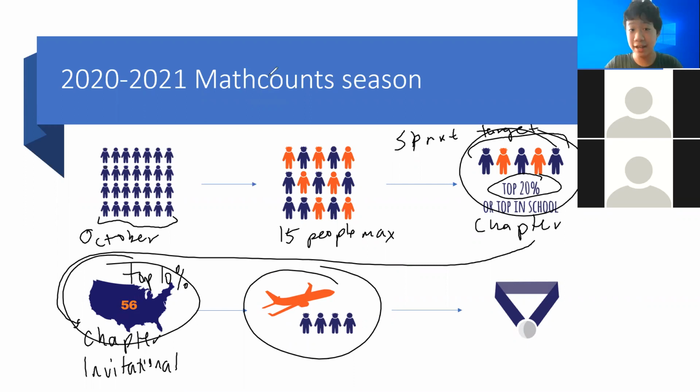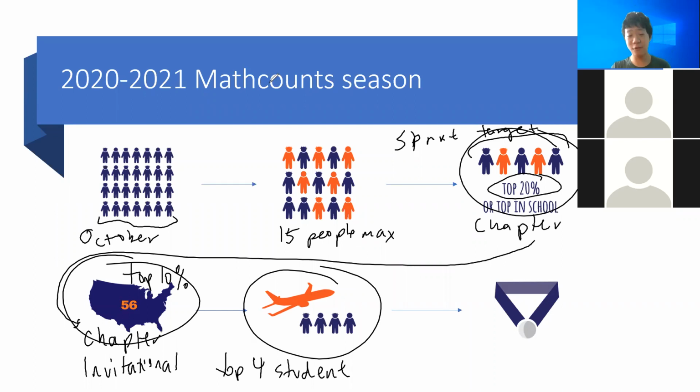So when you go to state, again, there's going to be sprint and target, and they're only going to be able to take the top four students. So it gets really, really competitive. They're only going to take four people. And for me, I missed it by four spots. I got eighth at state, so it was a little bit sad, but that's totally fine, okay?